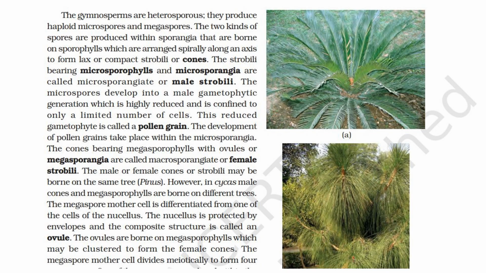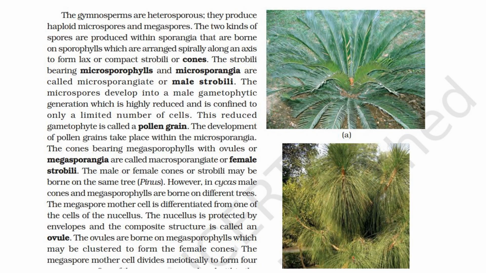The microspores develop into a male gametophytic generation which is highly reduced and is confined to only a limited number of cells. This reduced gametophyte is called a pollen grain. The development of pollen grains takes place within the microsporangia. The cones bearing megasporophylls with ovules or megasporangia are called macrosporangiate or female strobili. The male or female cones or strobili may be borne on the same tree (Pinus). However, in Cycas male cones and megasporophylls are borne on different trees.